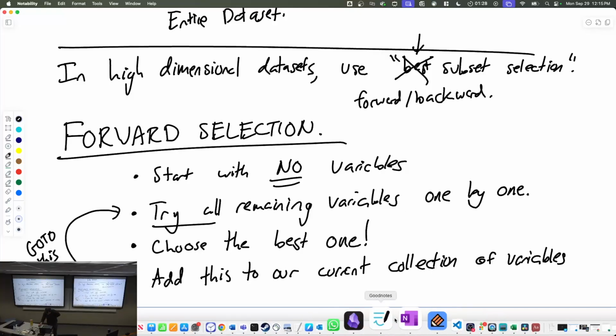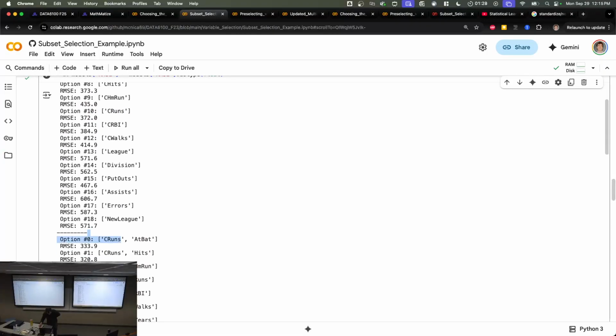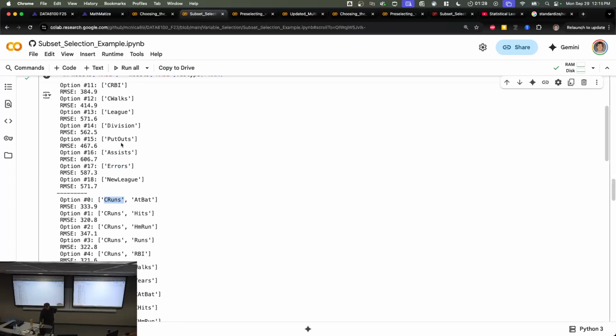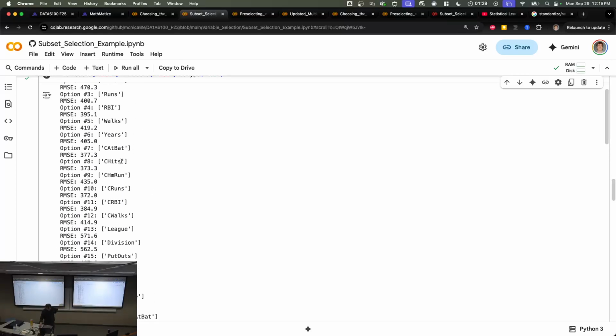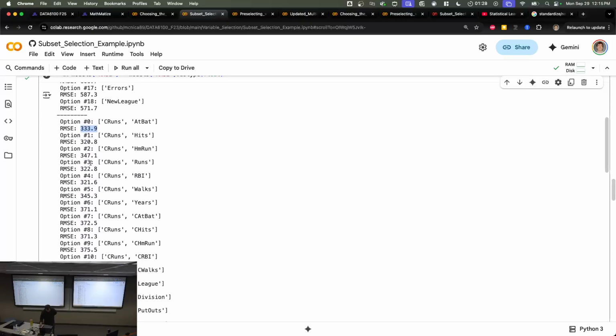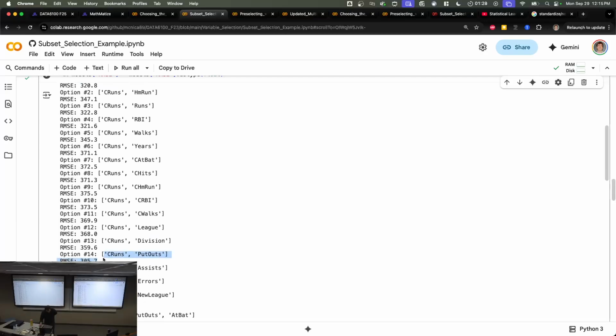So that is the next thing in the process. We added C runs to our collection, and now we're trying everything else with C runs. So you see C runs on its own had an error of 372. But if you do C runs with at-bats, you get an error of only 330, right? So if you use two things to predict, the error goes down. And you can see which pair that includes C runs is the best. It looks like C runs plus putouts has a very low error of only 305.